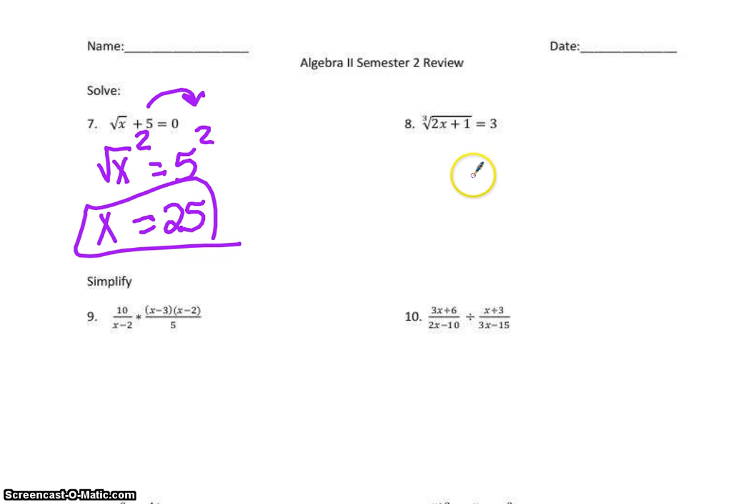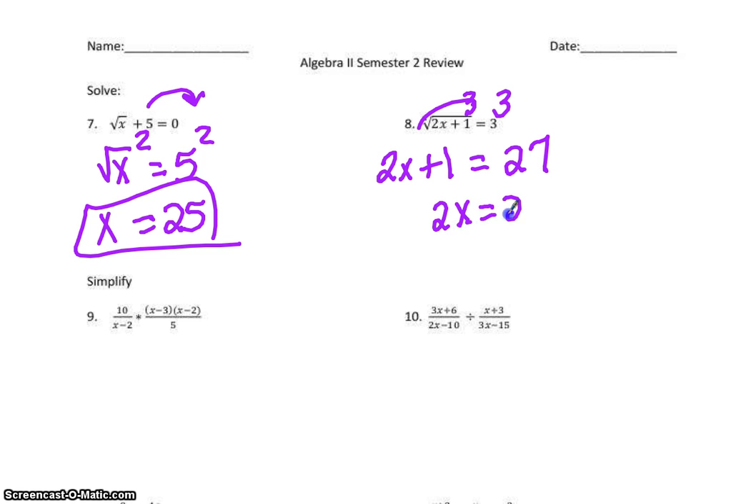Number 8, we've already isolated. We're actually going to cube both sides because it was a cube root. They cancel out and leave me 2x plus 1 is equal to 3 to the third, which is 27. You need to bring your 1 over and subtract. So 2x is equal to 26. Divide both sides by 2, and x is equal to 13.